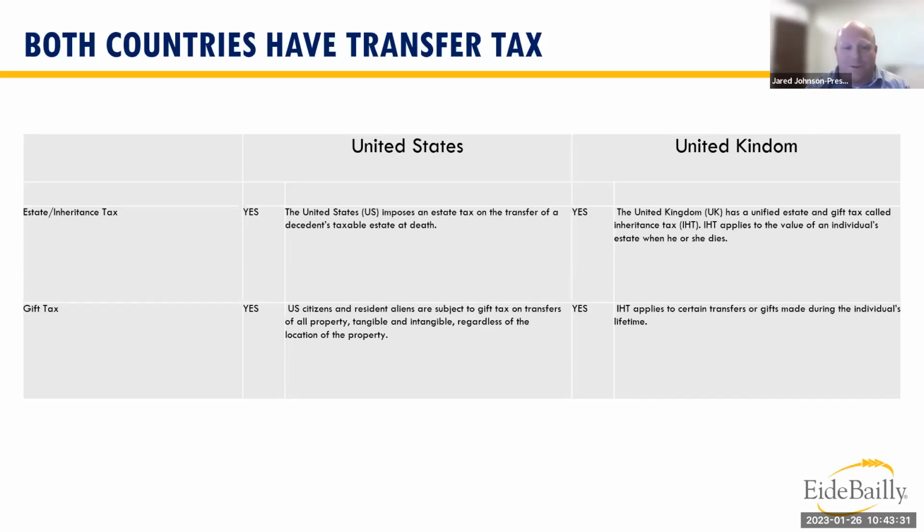A lot of people talk about the common language differences between the US and UK, and how we use different words to mean kind of the same thing. So inheritance tax is used in the UK. We use estate and gift taxes to refer to these transfer taxes of wealth after you pass.